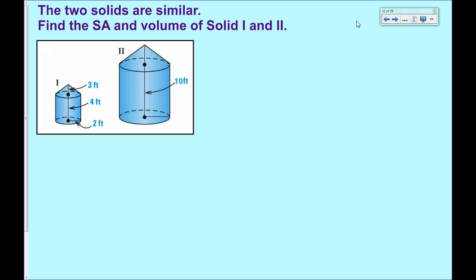So given that this is a composite solid, this is going to save us a lot of time. So why don't you see if you can come up with a game plan to figure out the surface area and the volume for solid number 1. And once we have those bits of information, we'll use the scale factor to convert to the surface area and volume of solid number 2, I'm sorry.